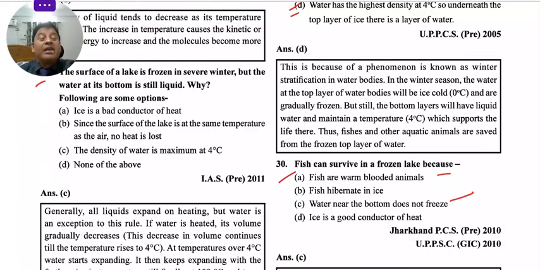इसको देखते हैं. The surface of a lake is frozen in severe winter, but the water at its bottom is still liquid. Why? ये भी क्या है? एनोमेलस एक्सपेंशन ऑफ वाटर के चलते हैं. इसमें राइट रेस्पॉन्स हो जाएगा C. The density of water is maximum at 4 degrees Celsius. Remember.